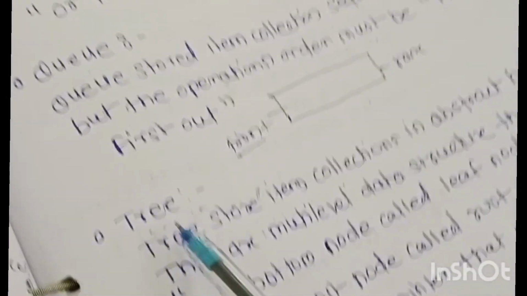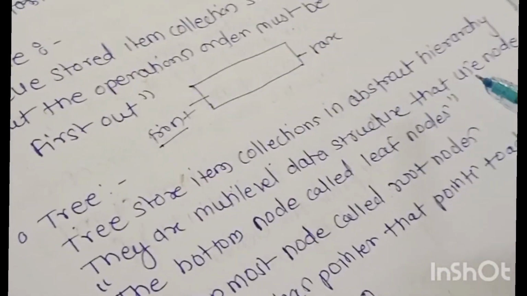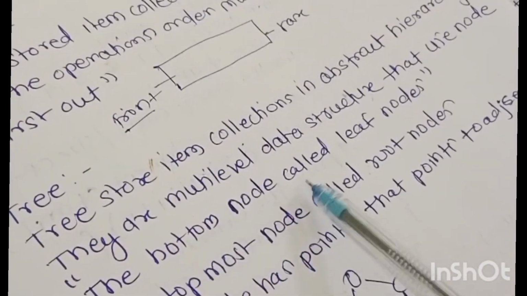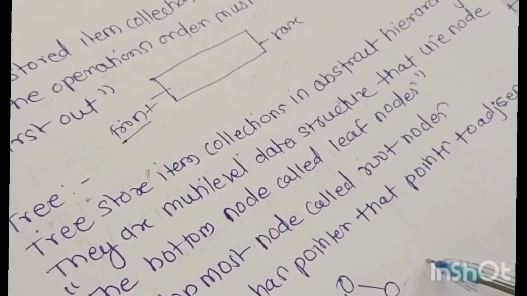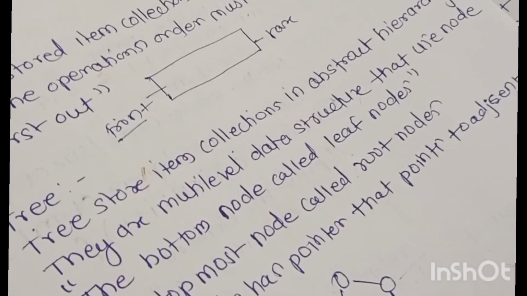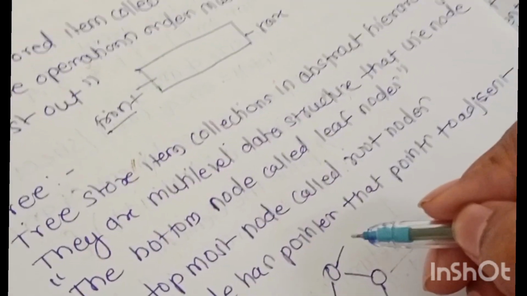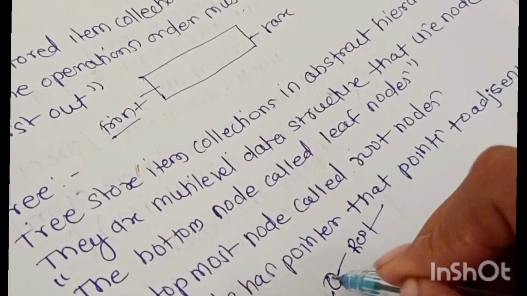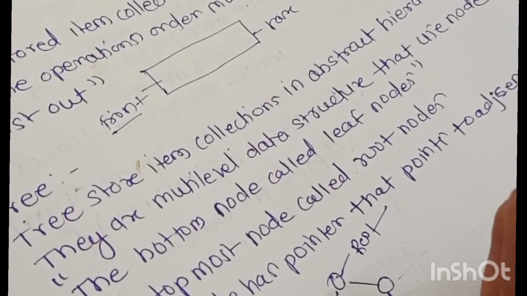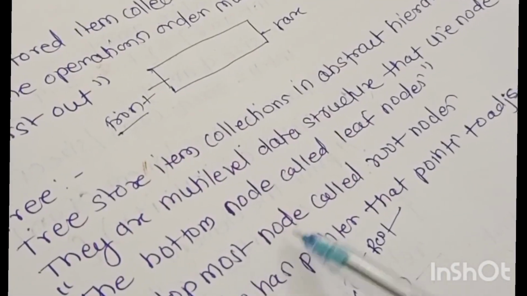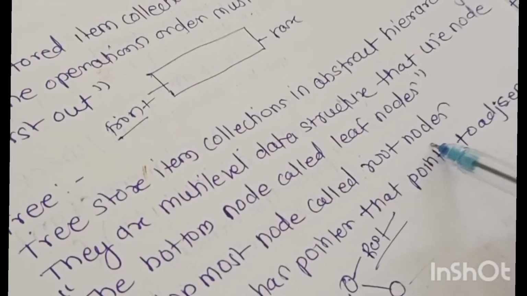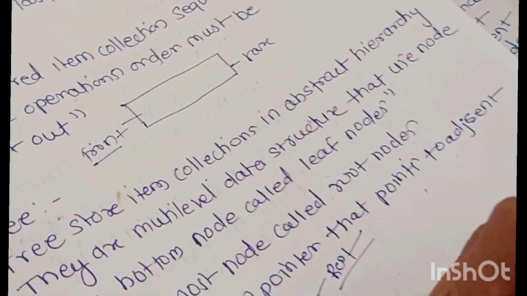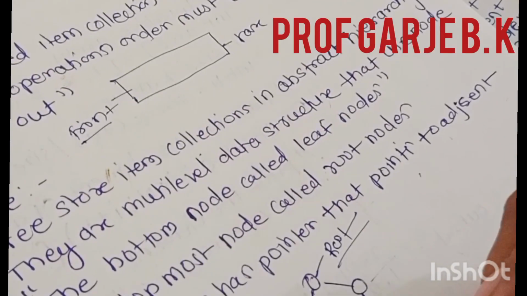Next is tree. Tree stores the item collection in an abstract hierarchical way. It is a multi-level data structure that uses nodes. The bottom node is called the leaf node. It is a tree structure. The tree starts from top to bottom. The topmost node is called the root node. Each node has a pointer that points to an adjacent node.